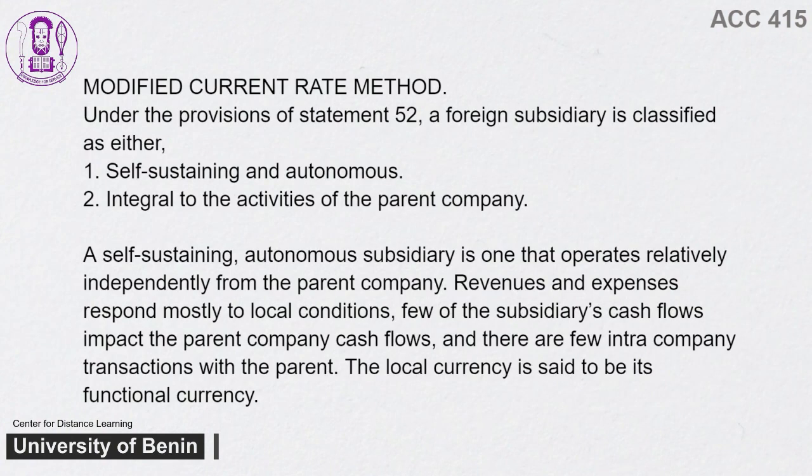Modified current rate method. Under the provisions of Statement 52, a foreign subsidiary is classified as either 1. Self-sustaining and autonomous, or 2. Integral to the activities of the parent company. A self-sustaining, autonomous subsidiary is one that operates relatively independently from the parent company. Revenues and expenses respond mostly to local conditions, few of the subsidiary's cash flows impact the parent company cash flows, and there are few intracompany transactions with the parent. The local currency is said to be its functional currency.